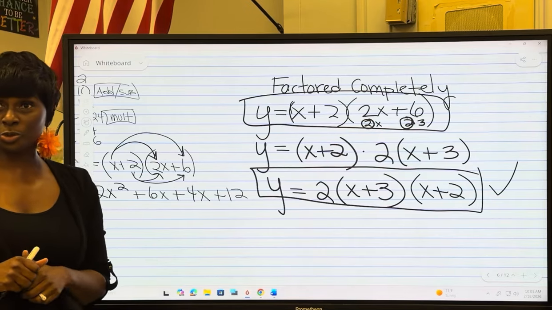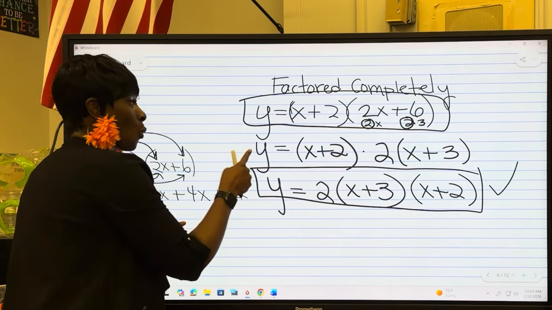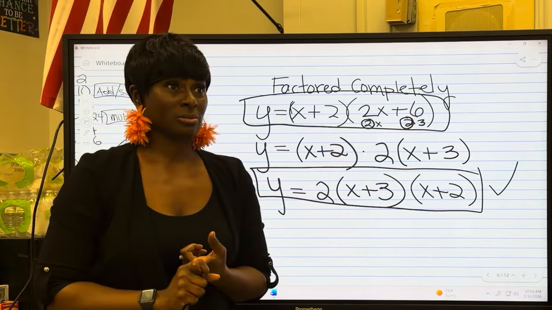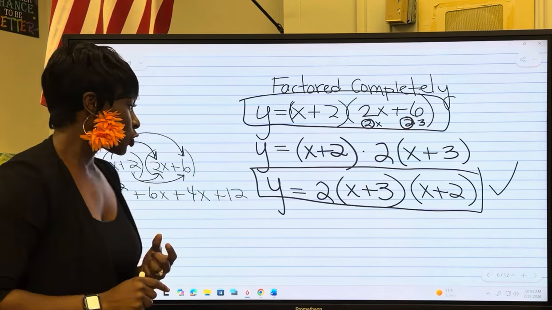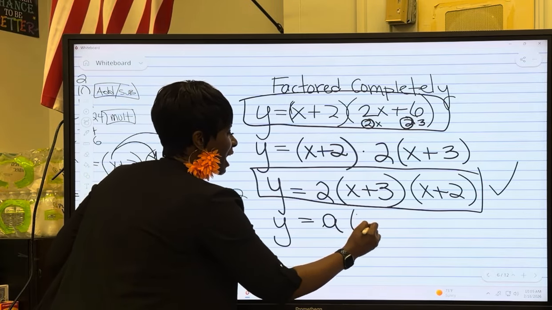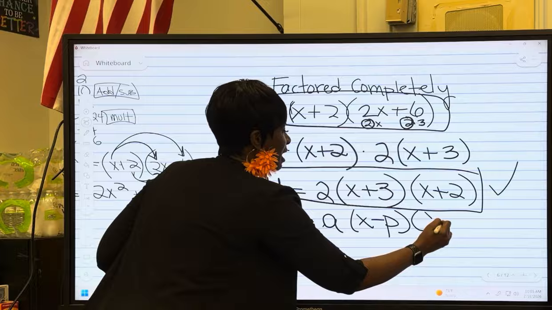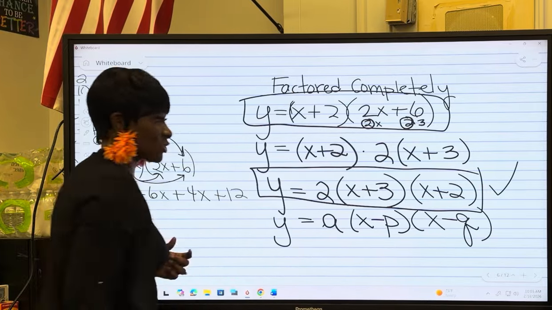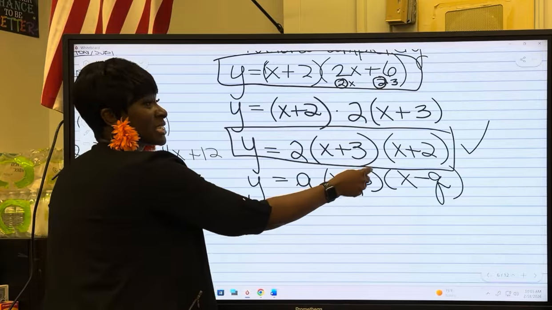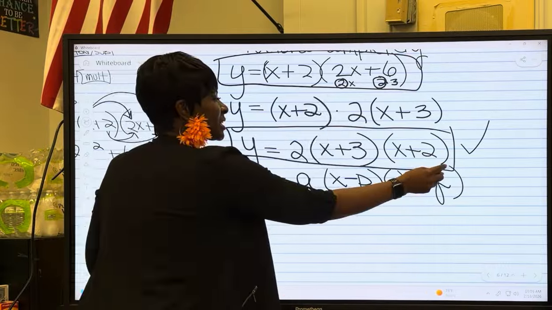Now I'm going to show you something else real quick. What does factored form give us? Factored form gives us our solutions. Isn't that what we learned? So if we write factored form, watch this. Y equals a times x minus p times x minus q. That's factored form, right? My solutions are the opposite of p and the opposite of q.